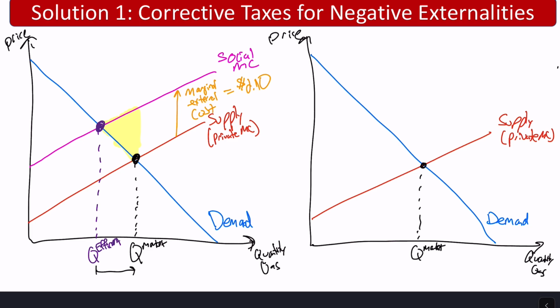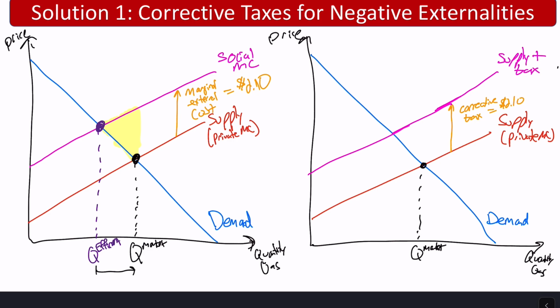Except now I'm not going to draw in a curve for that social marginal cost. I'm going to draw in a tax. So let's insert a corrective tax of $2.10. We would model that by shifting up the supply curve by that same amount. We would call this one supply plus tax.